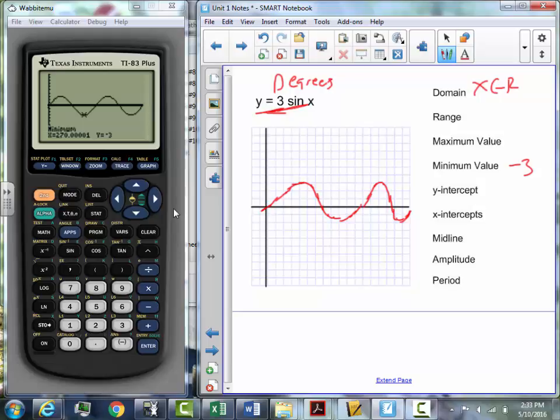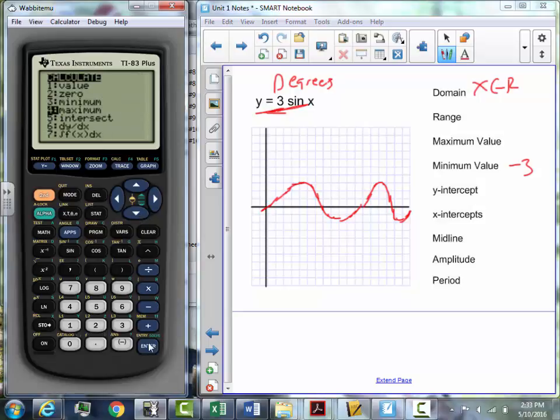Anyone want to hazard a guess as to what the maximum value is going to be? Probably positive 3. Let's just prove it this way using a maximum. But after a little while, you'll actually be able to just tell what the maximums and minimums are just by looking at the equation of the graph. There, it gets as high as 3.